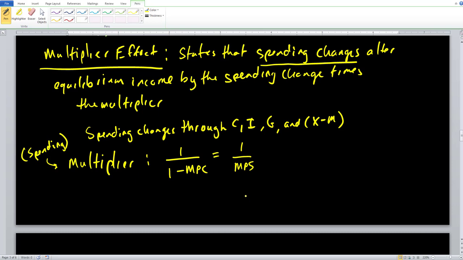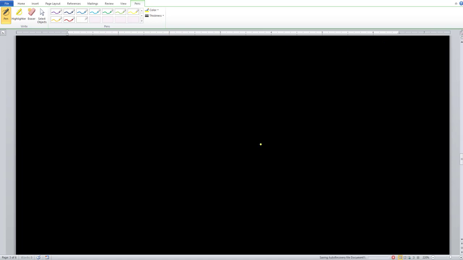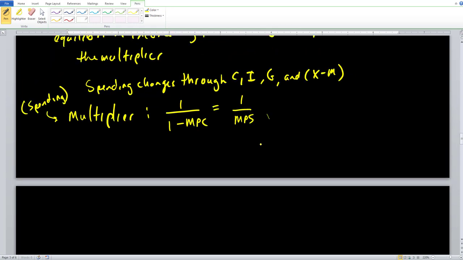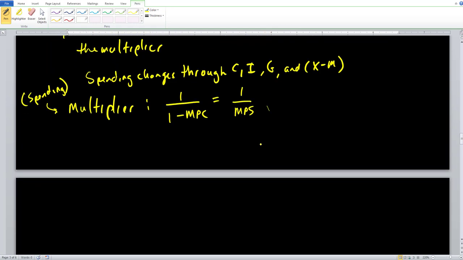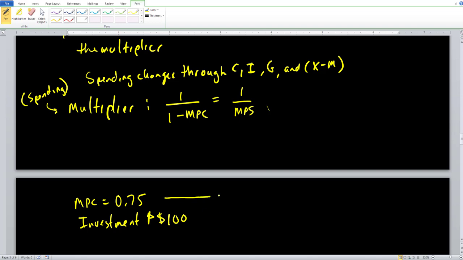So in the previous problem, we increased investment by $100, and we also noted that our MPC value is equal to 0.75. So let's go ahead and write these numbers down. We notice that our MPC is equal to 0.75, and investment increased by $100. And we want to see exactly how much our equilibrium income is going to change by. First, we want to find the multiplier.